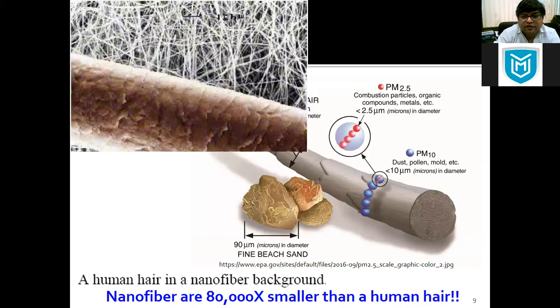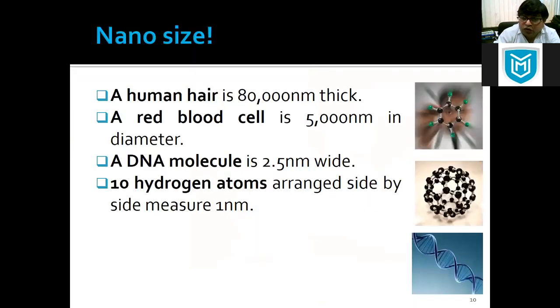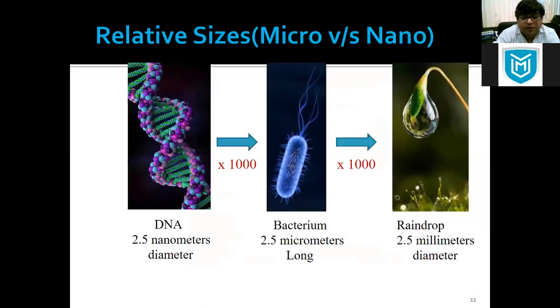You might have seen this hair in lots of shampoo advertisements, that keratin protein is improving your hair. So that is the human hair. So human hair is almost 80,000 nanometer thick. Red blood cell is 5,000 nanometer in diameter. DNA, deoxyribonucleic acid, which we have, is 2.5 nanometer wide, and 10 hydrogen atoms side by side will measure only 1 nanometer.